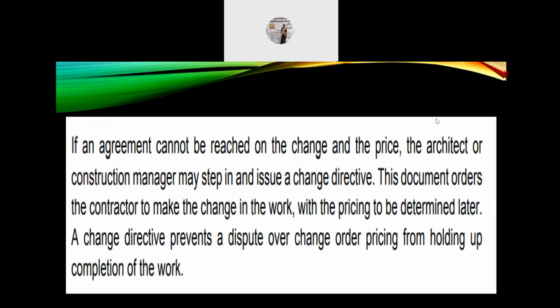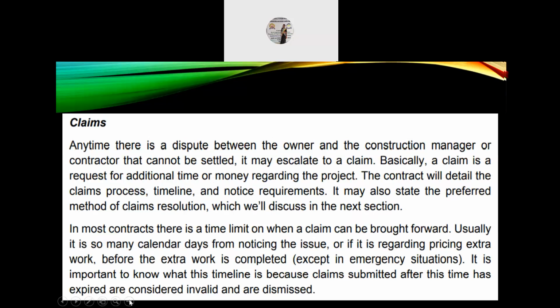If an agreement cannot be reached on the change and the price, the architect or the construction manager may step in and issue a change directive. This document orders the contractor to make the change in the work with the pricing to be determined later. A change directive prevents a dispute over change order pricing from holding up completion of the work.